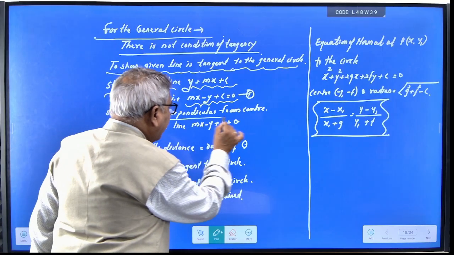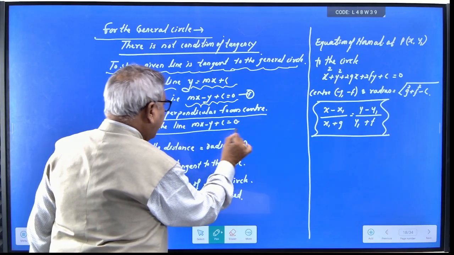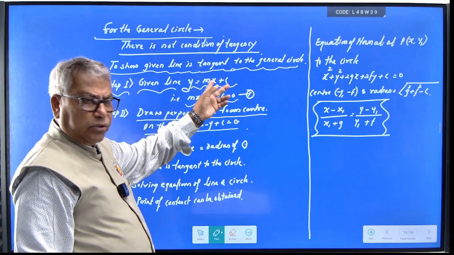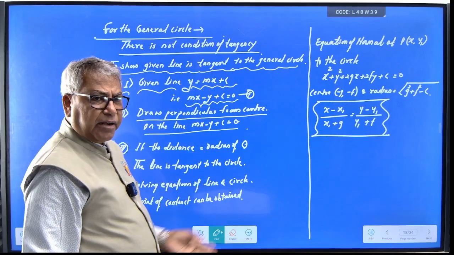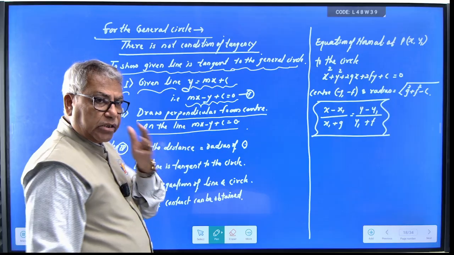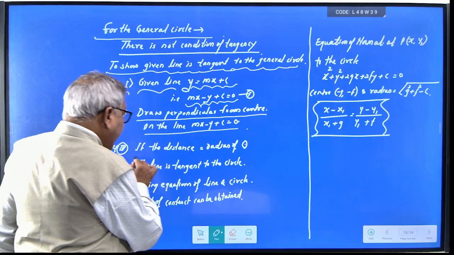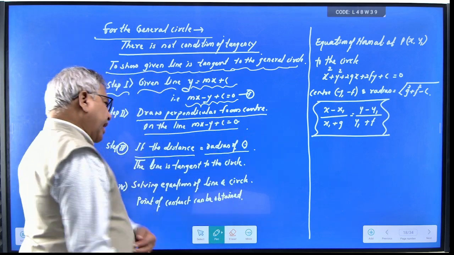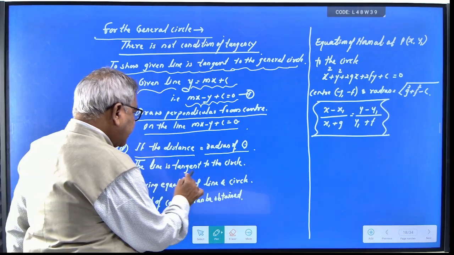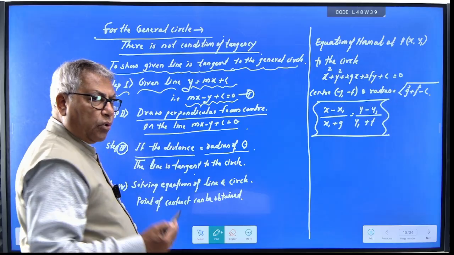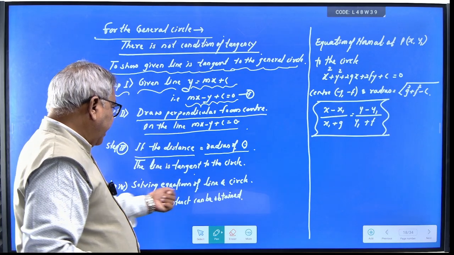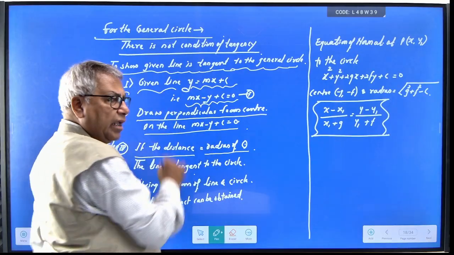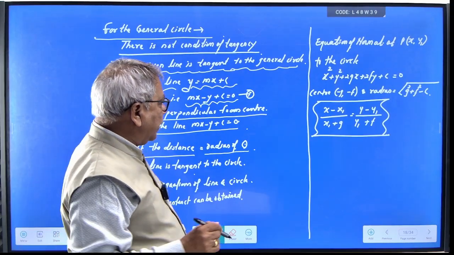Draw perpendicular from center on the line mx minus y plus c equal to 0. When the equation of circle is given, that means center is given. Draw perpendicular. If the distance so obtained, the perpendicular distance, is equal to radius of circle, the line is tangent to the circle. And to find the point of contact, solving equation of line and circle, point of contact can be obtained.